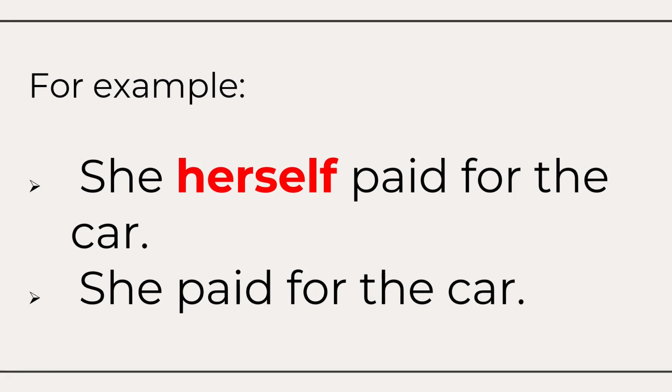Let's see another example: She herself paid for the car. Again, herself is used here for emphasis. It is not giving us any information. So even if we remove it, it doesn't really change the sentence or its meaning. She paid for the car. We still understand that she paid for the car. Even if herself is removed, it was simply there for emphasis.